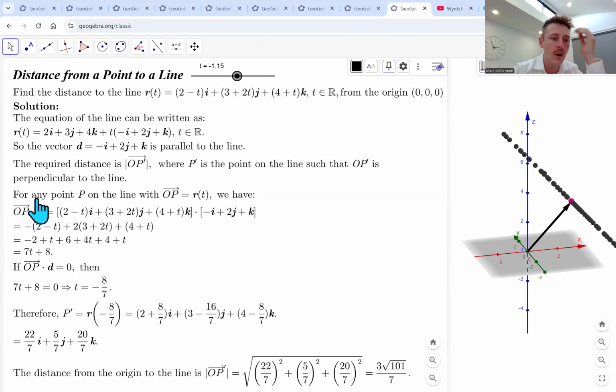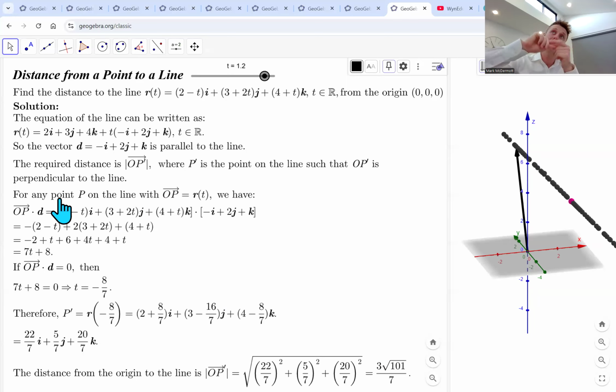Okay, we know that for any point P on the line, so any point, not necessarily there, the vector OP equals the vector equation R of t, which is this. We know that, so what that's saying is the vector from O to any point P on the line must be equal to the vector equation R of t.